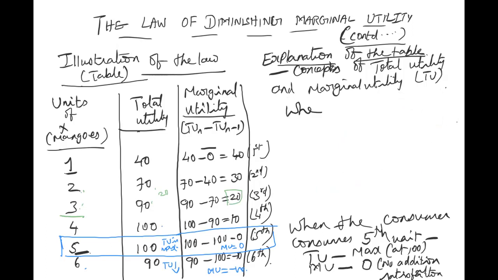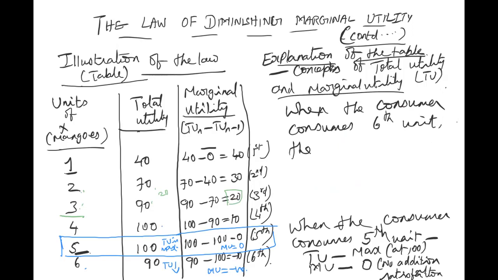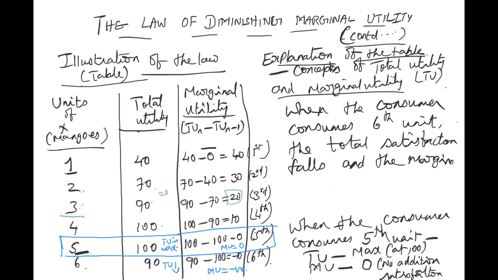So when the consumer consumes the sixth unit, the total satisfaction itself decreases. The total satisfaction falls and the marginal utility, or the additional satisfaction, becomes negative. So this is what this table is explaining. Whatever we have represented in the table, we are writing it in sentences.